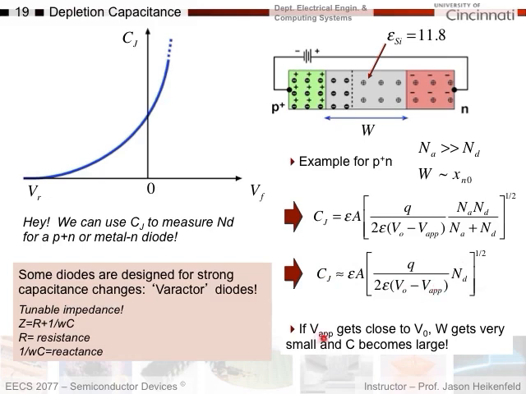Now, notice that if the applied voltage gets close to the contact potential, meaning you're starting to forward bias this, the capacitance gets really large. And we'll talk more about that in a second.